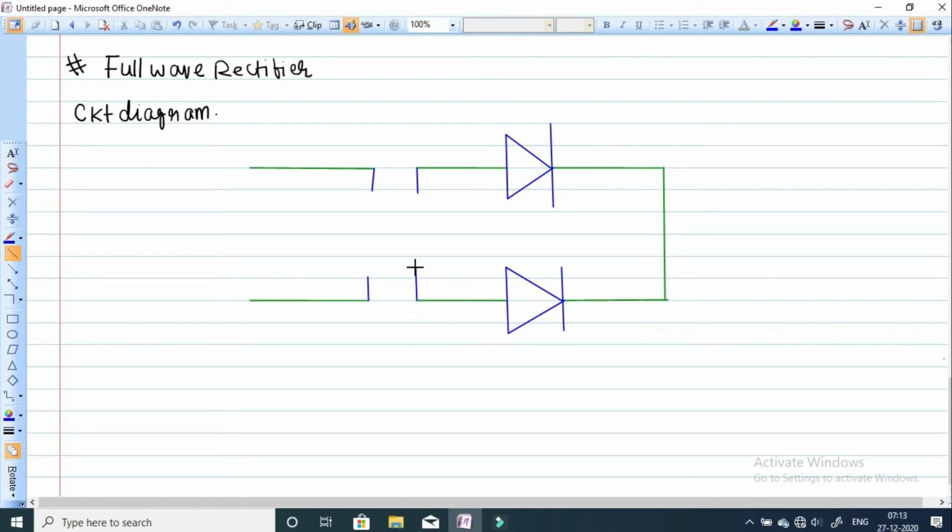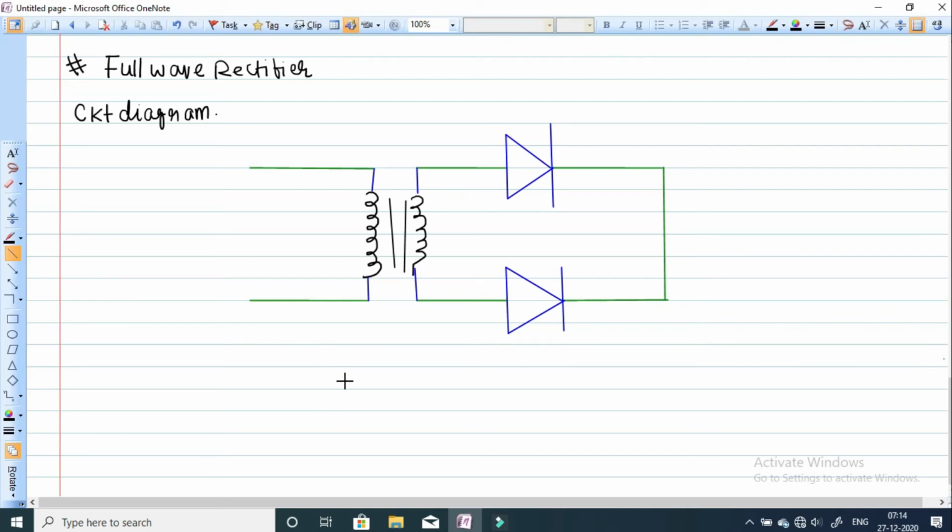So this is your transformer winding here. Let me draw the transformer. This is your primary winding, and this is your secondary winding, and we have this core. This is your core, the transformer. You can see it there.